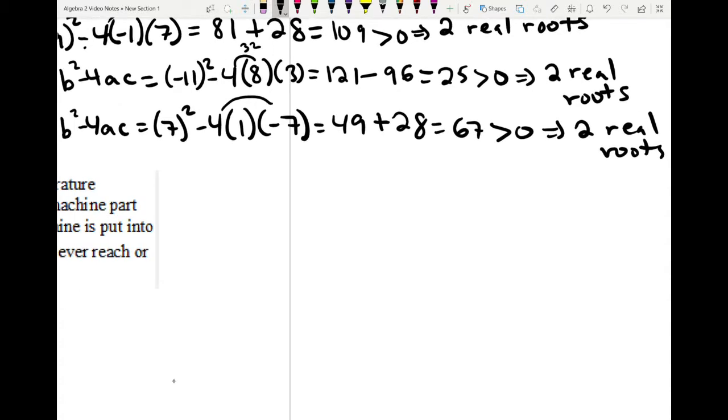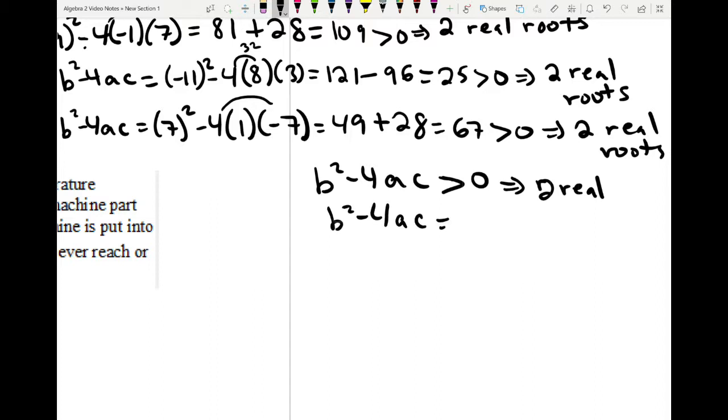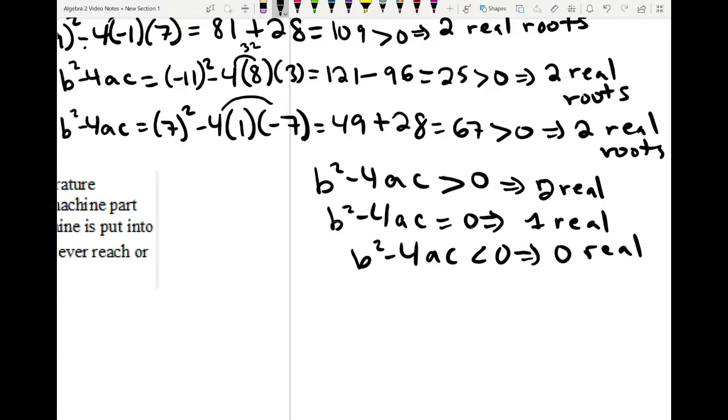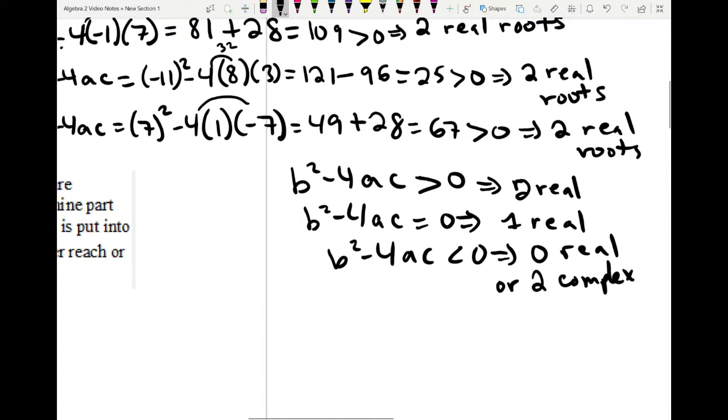And just so you guys know, let's just summarize what we just did here. To find the number of solutions, we use that formula. If it's greater than 0, we have 2 real roots. If it's equal to 0, well, that means we have 1 real root. And if it's less than 0, like a negative number, you have 0 real or 2 complex. Okay, so that's just to summarize what you would do in that lesson, depending on your cases.